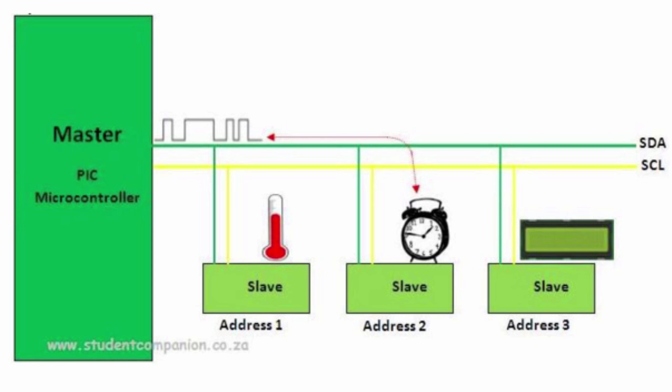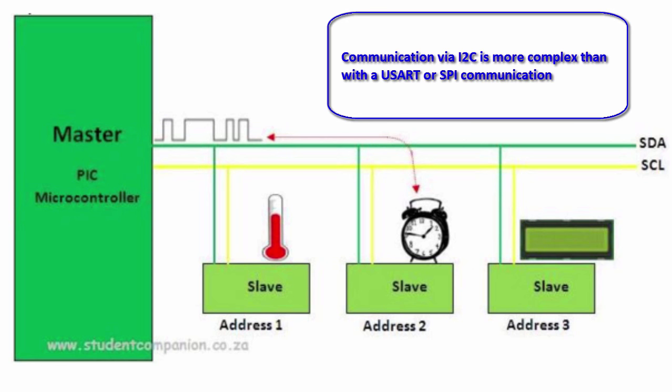As with other communications, nothing is perfect. Each communication has its own advantages and disadvantages. So here are a few disadvantages of using I2C. The first one is that communication via I2C is more complex than with USART or SPI. The signaling must adhere to a certain protocol for the devices on the bus to recognize it as a valid I2C communication.